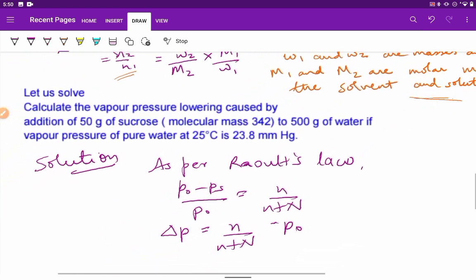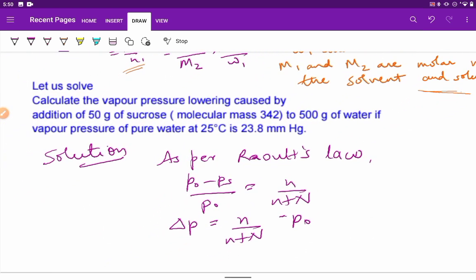Now related to this, let us solve one numerical. The question is calculate the vapor pressure lowering, which is caused by addition of 50 gram of sucrose whose molecular mass is 342 to 500 gram of water if vapor pressure of pure water at 25 degrees C is 23.8 millimeters mercury. This is the given question.